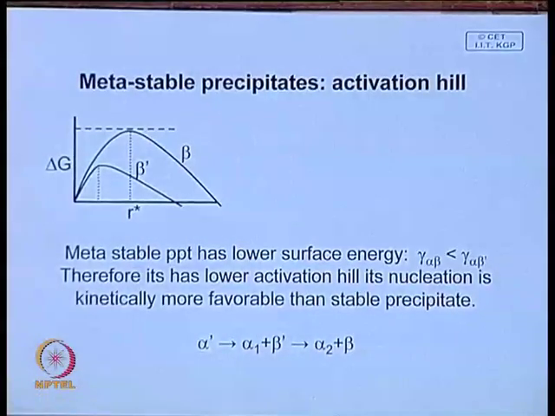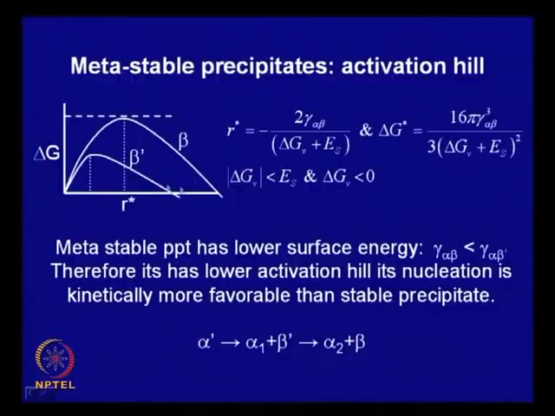Now, if you look at the expression we derived last class for the activation hill, which you will see if you go back, in the case of the precipitation process, recall your earlier lecture, we calculated this activation hill, and it is inversely proportional to the square of the sum, that is the volume free energy plus the coherency strain energy.